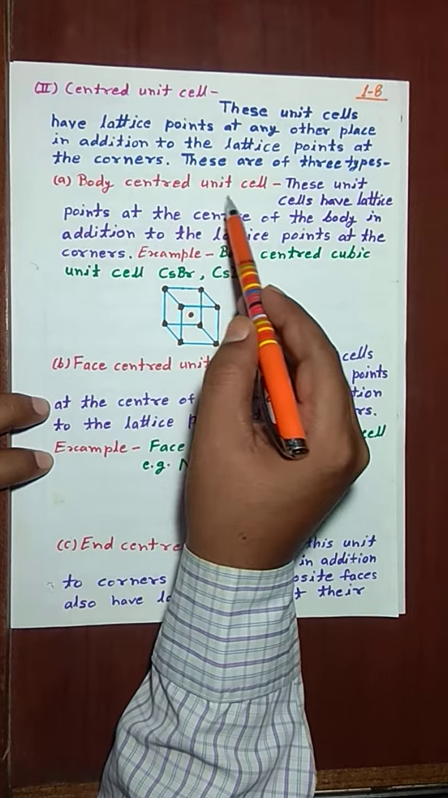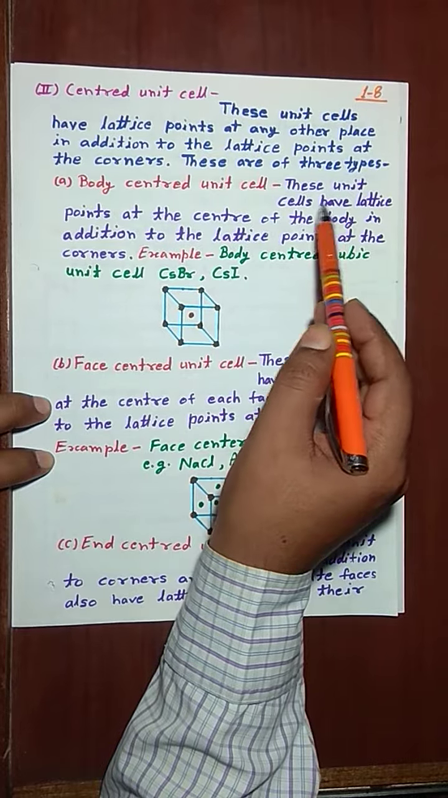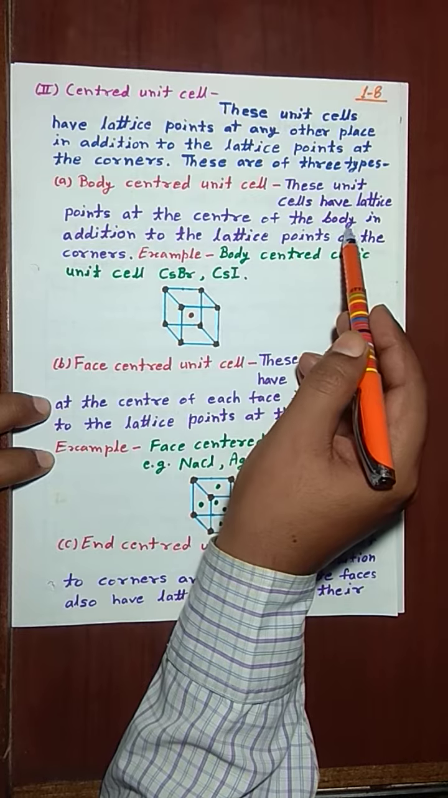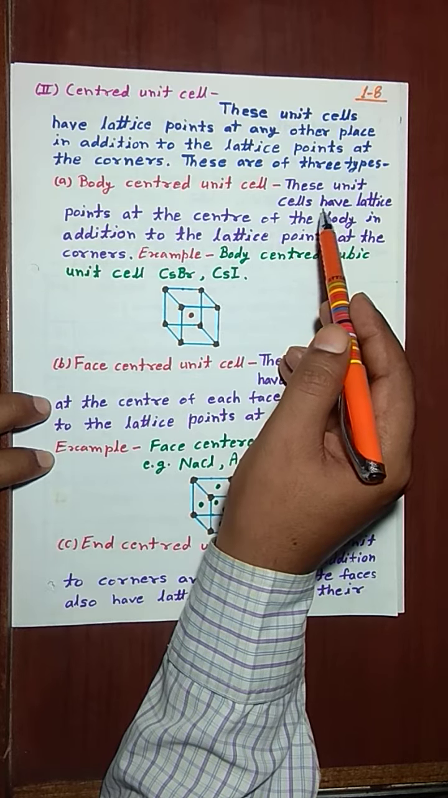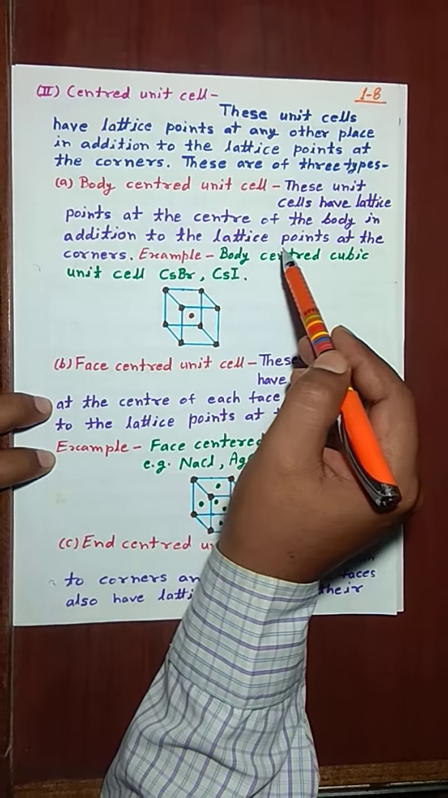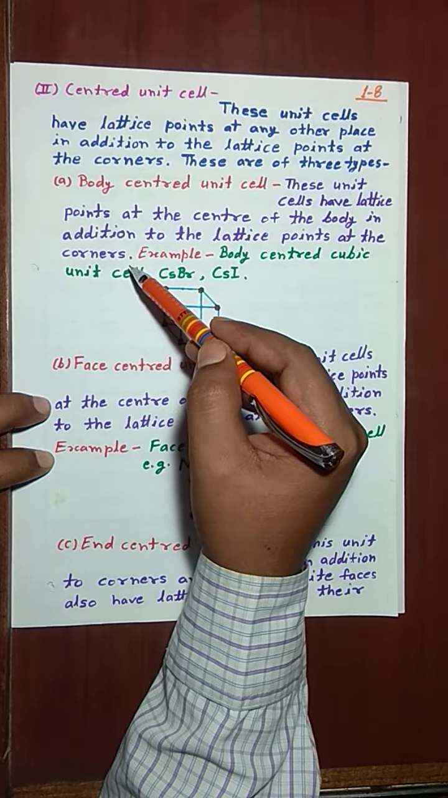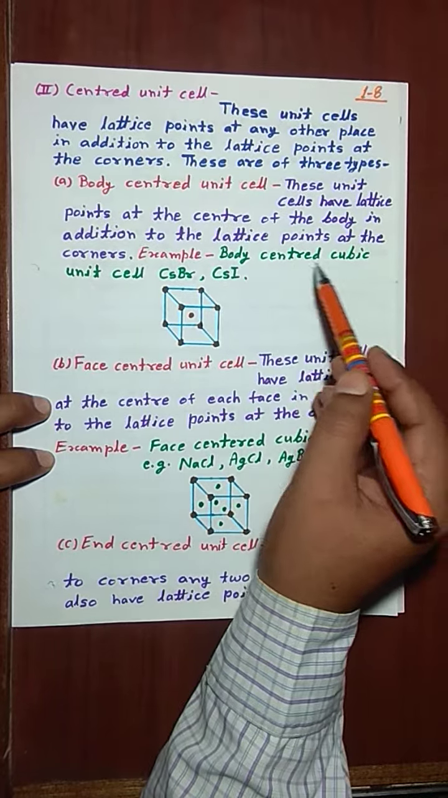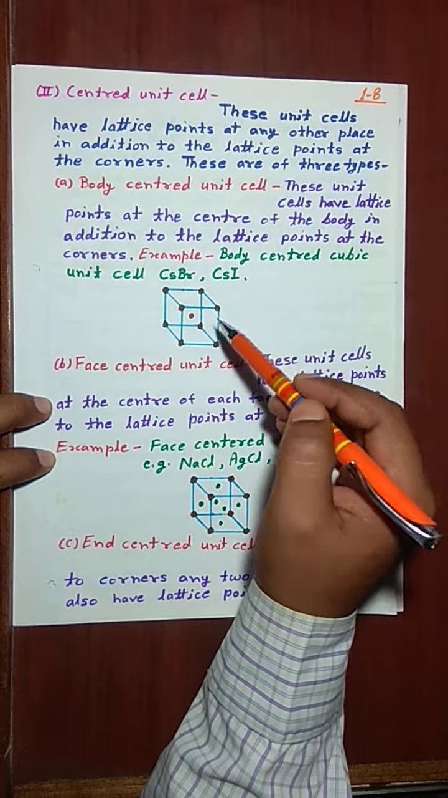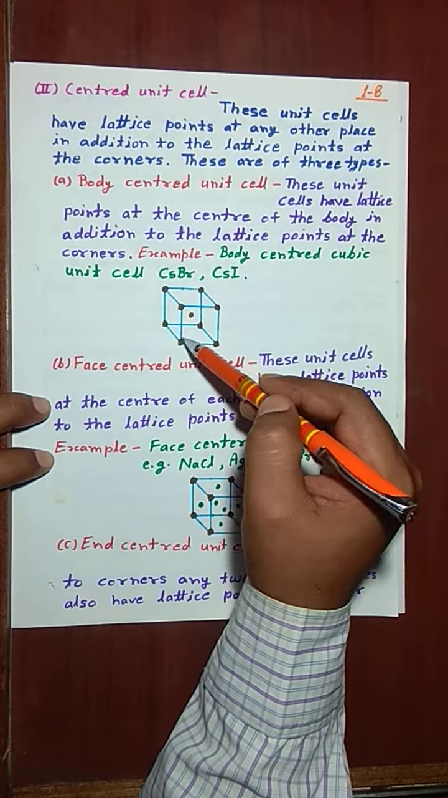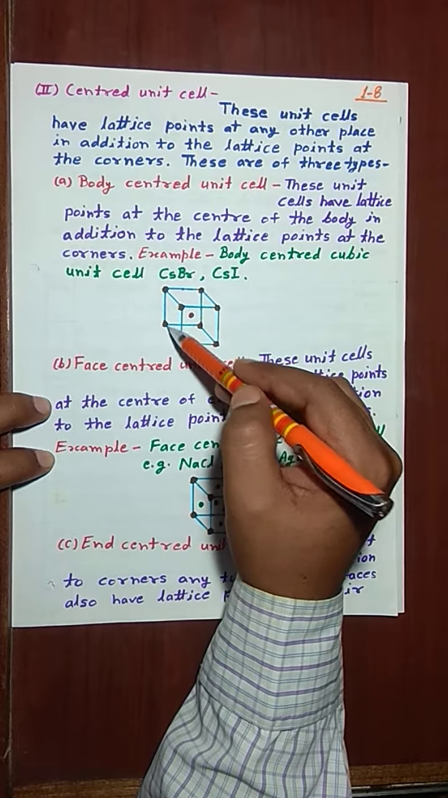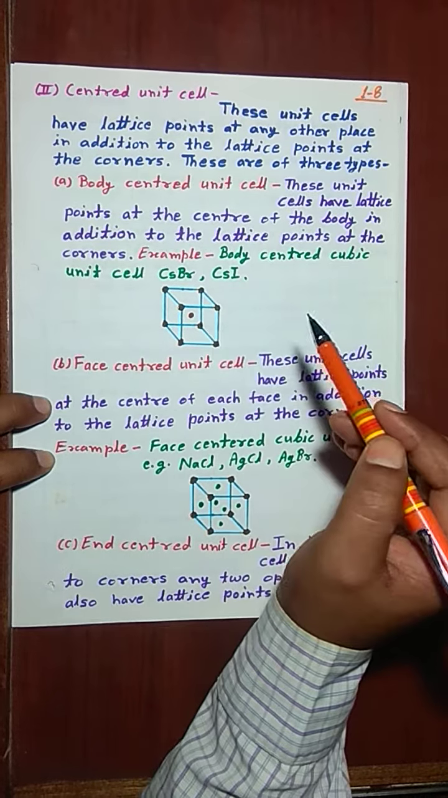First is body centered unit cell. These unit cells have lattice points at the center of the body in addition to the lattice points at the corners, such as body centered cubic unit cell, CsBr, CsI, etc. Here the constituent particles are found in addition to the corners at the center also.